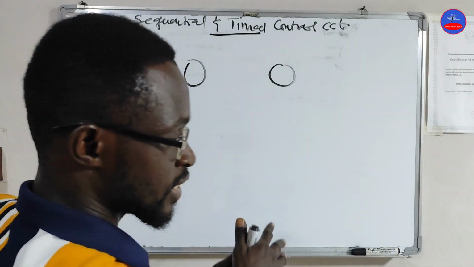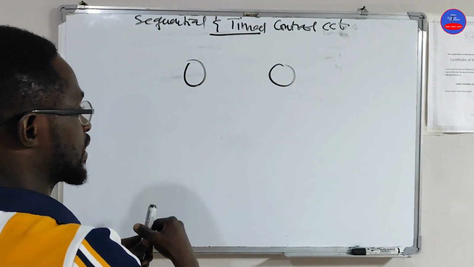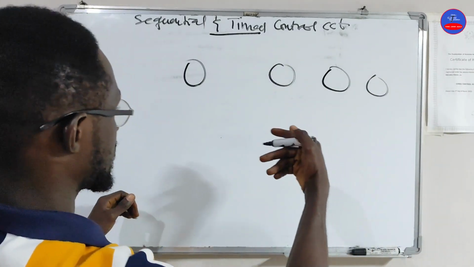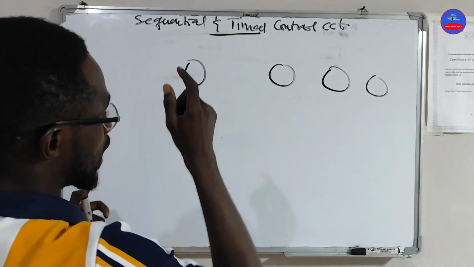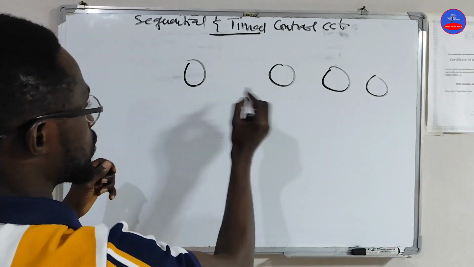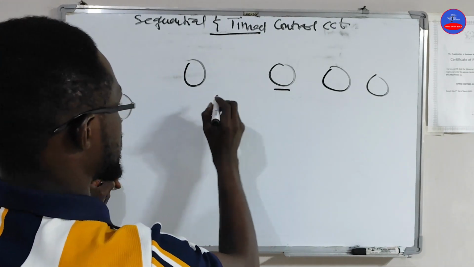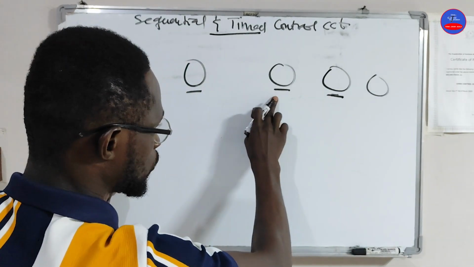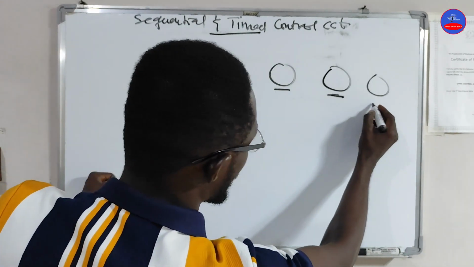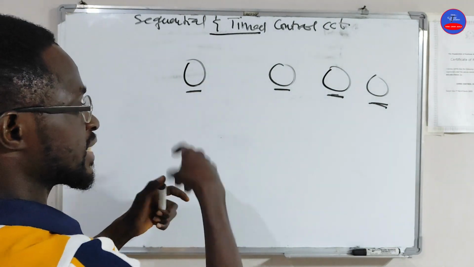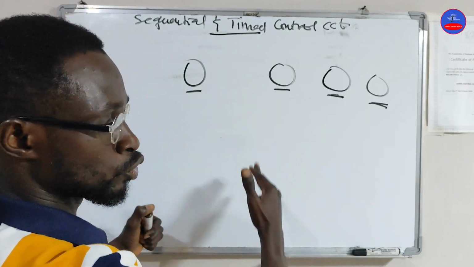They are in sequence. A control circuit where each component comes on one after the other. Before this one can energize, this one should energize, and then before this should energize, this one should also energize, and before this should energize, this one should also energize. So that means they are in sequence, sequential control circuit.